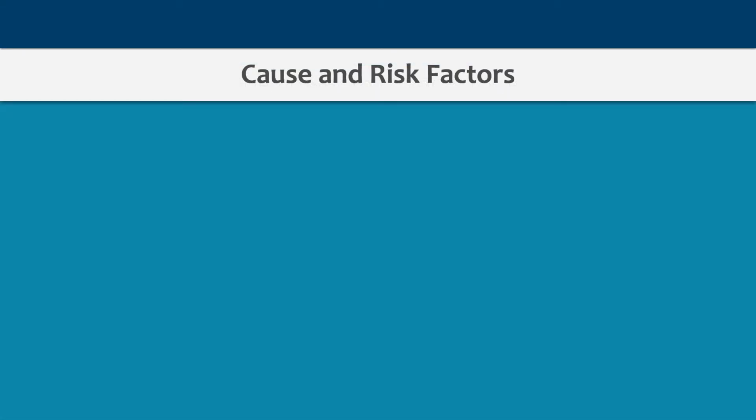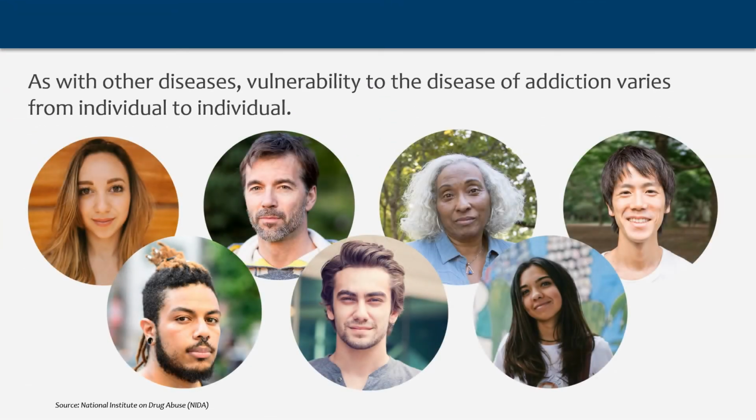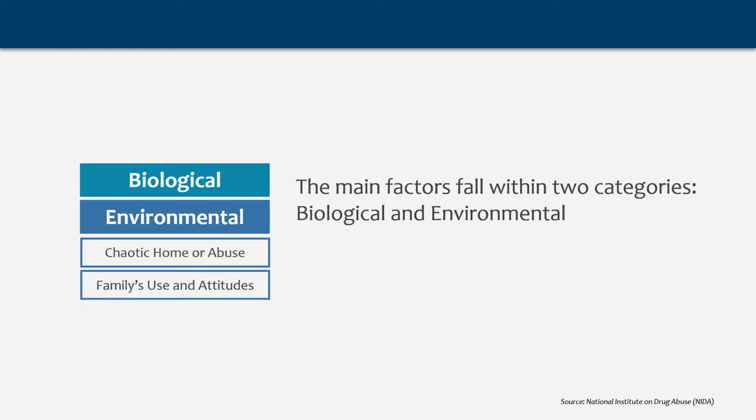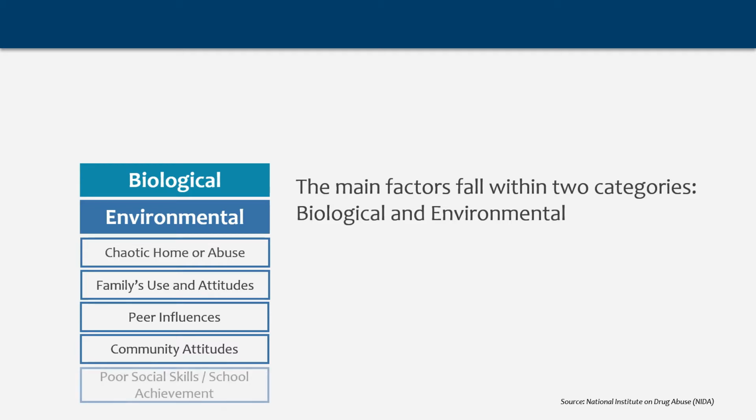A review of cause and risk factors. As with other diseases, vulnerability to the disease of addiction varies from individual to individual. Not one single factor, but several factors contribute to the development of addiction. The main factors fall within two categories, biological and environmental. Environmental factors include home environment, history of abuse, family's use, beliefs, and attitudes, exposure to a peer group that encourages drug use, community attitudes, and poor school achievement.